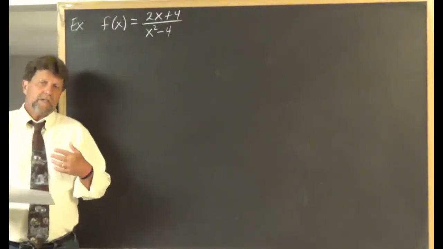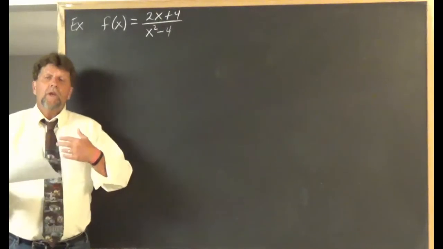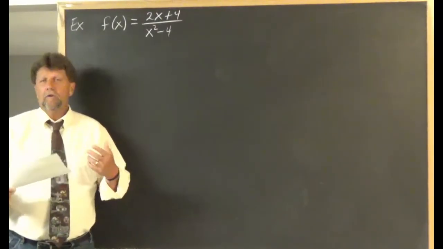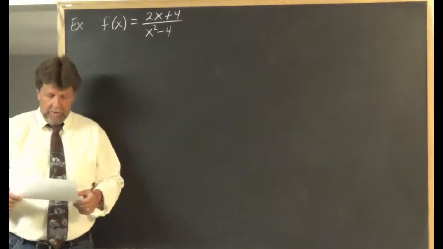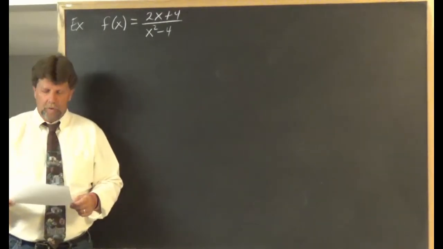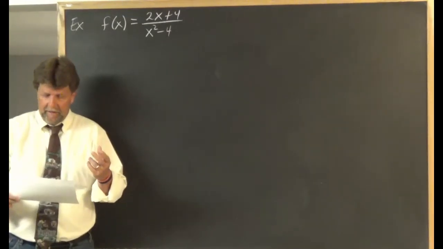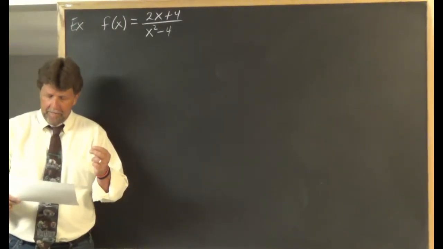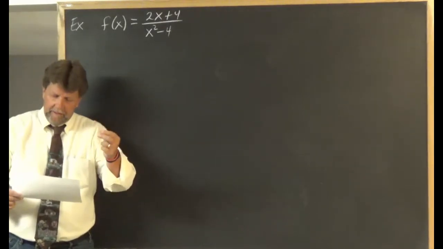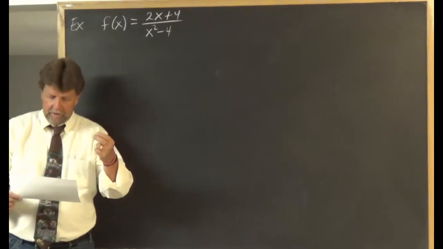All right, as we just discussed, it's important to know when the graph is going to have a hole in it or a vertical asymptote. So in this example, we've been given this function 2x plus 4 over x squared minus 4, and we're asked to find the values of x that are not in the domain. And let's find the limits as the variable approaches those values that are not in the domain.